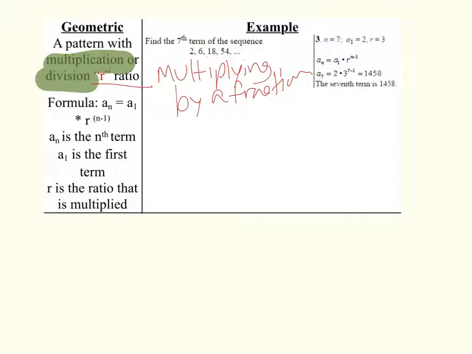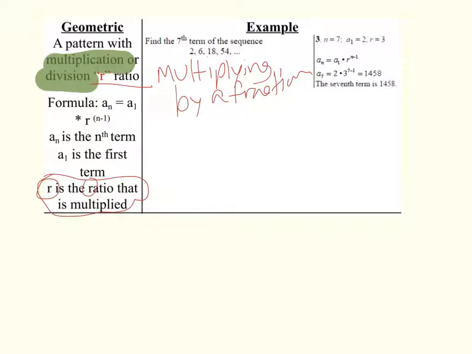Your formula: a sub n equals a sub 1 times r raised to the n minus 1 power. Don't forget that a sub n is still your nth term. A sub 1 is your first term. And the new thing here is r. R is your ratio that is multiplied. R stands for ratio.